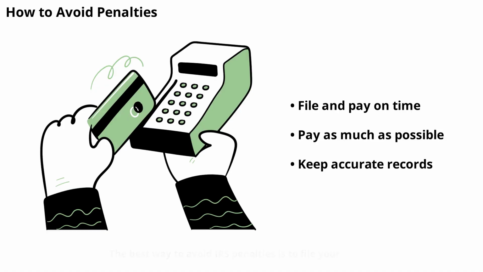The best way to avoid IRS penalties is to file your tax return on time and pay any taxes owed by the deadline. If you can't pay the full amount, pay as much as possible and contact the IRS to discuss payment options. Staying organized and keeping accurate records can also help you avoid mistakes that lead to penalties.